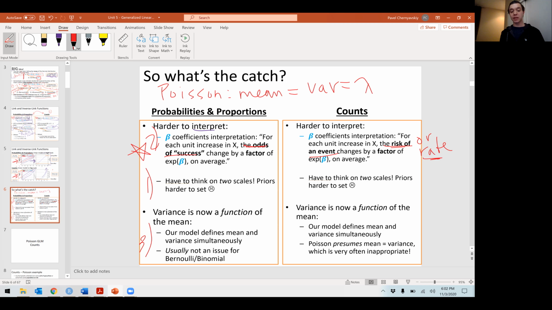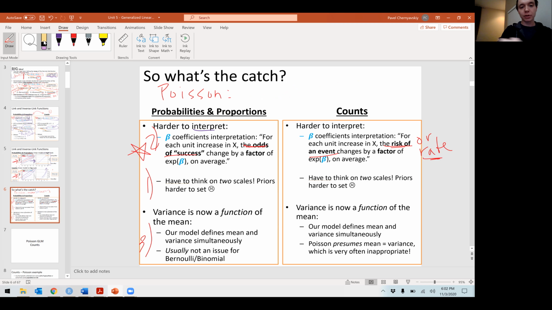So the assumption with the Poisson is that as the mean increases, so does the variance. That's not a bad assumption, but oftentimes, as we will see, the variance is actually much bigger than the mean. And sometimes, more rarely, the variance is smaller than the mean. So we have to watch out. When we're modeling the mean, we're also implicitly modeling the variance.